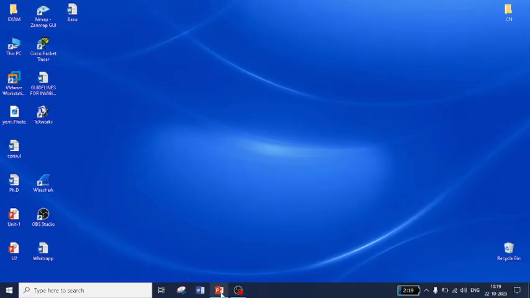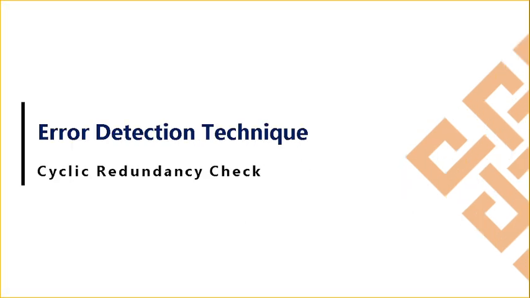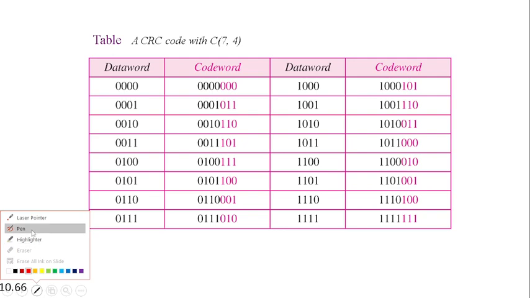Good morning, students. In this video, we will discuss one of the important error detection techniques, that is cyclic redundancy check. So cyclic redundancy check, we have n number of versions like CRC3, CRC4, CRC16, CRC32. So we have n number of CRC version techniques.